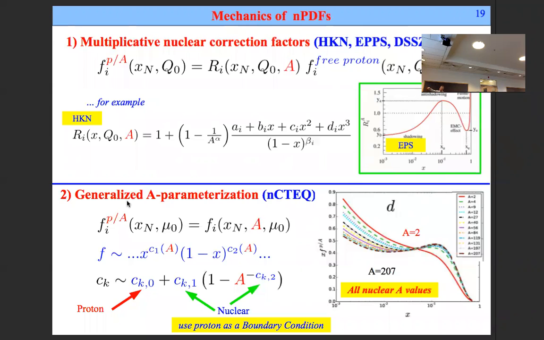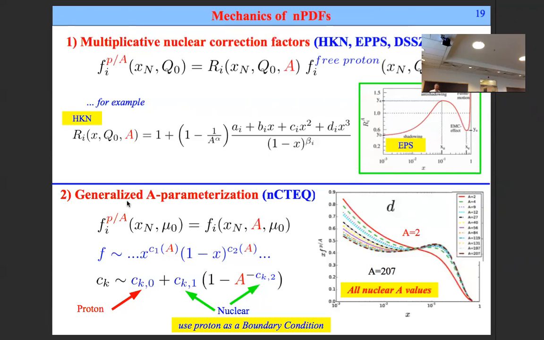And then, of course, the characteristic EMC shape is built into it. In contrast, what nCTEQ does is we take the proton parameterization, a generic x^c1 (1-x)^c2, and we generalize that, making it A dependent. When we do that, we add 3 arbitrary coefficients, c0, c1, c2. And this is set up so that basically this is the proton. So when A goes to 1, this drops out, and this is the proton. That means we can use the proton as a boundary condition.